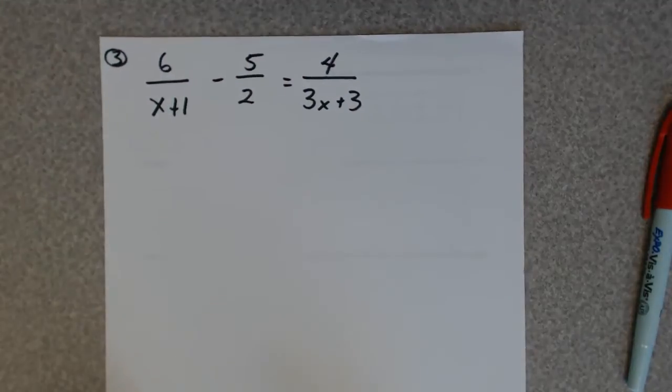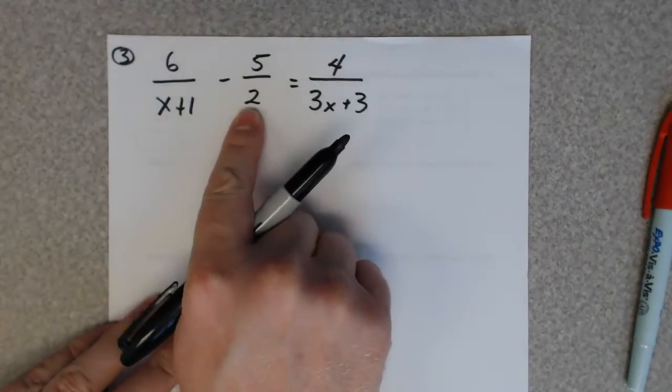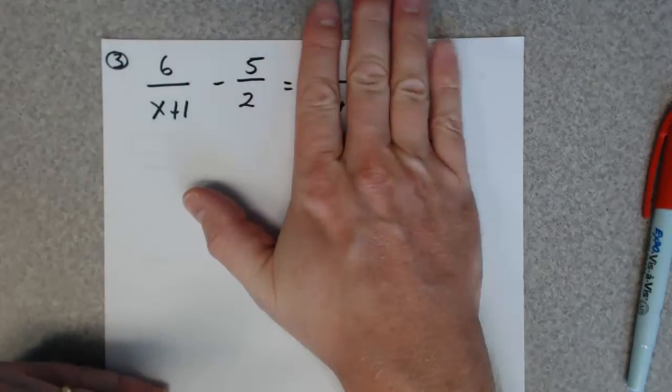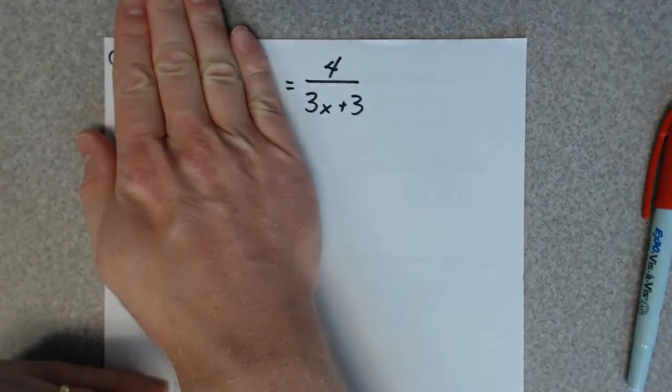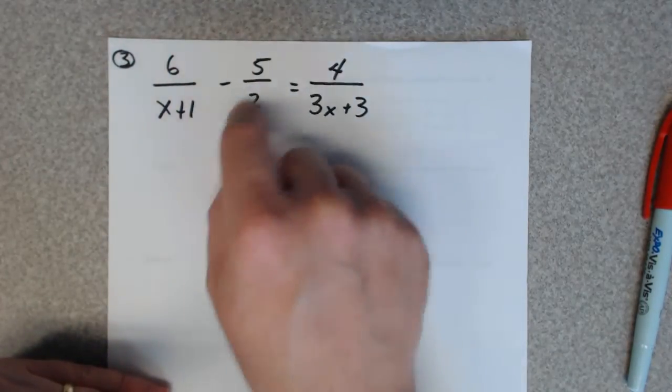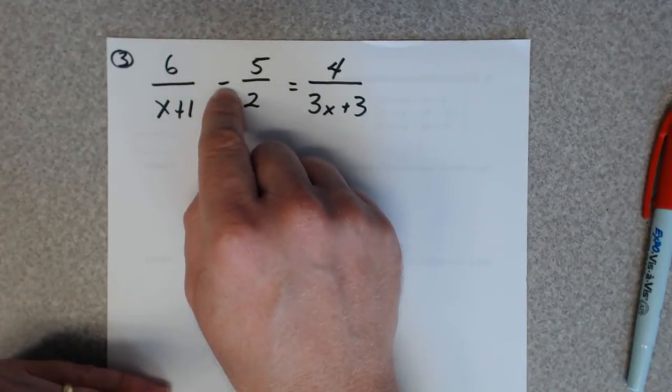So for question number 3, I've got the same scenario where I've got a fraction, but then I don't have one fraction. Right? I've got one fraction, two fractions. I want to turn this into one fraction, so I need to subtract these away from each other.